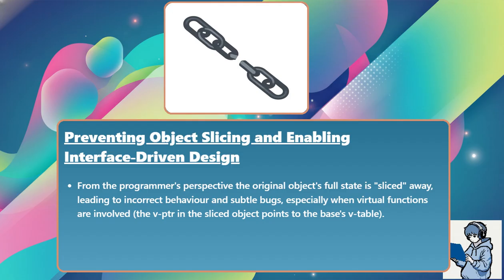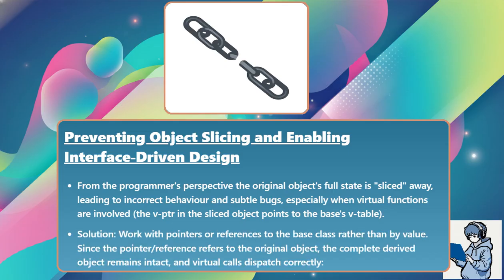From the programmer's perspective, the original object's full state is sliced away, leading to incorrect behavior and subtle bugs, especially when virtual functions are involved. The vptr in the sliced object points to the base's vtable. Solution: work with pointers or references to the base class rather than by value. Since the pointer or reference refers to the original object, the complete derived object remains intact, and virtual calls dispatch correctly.